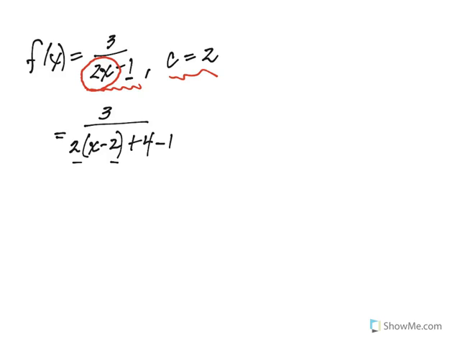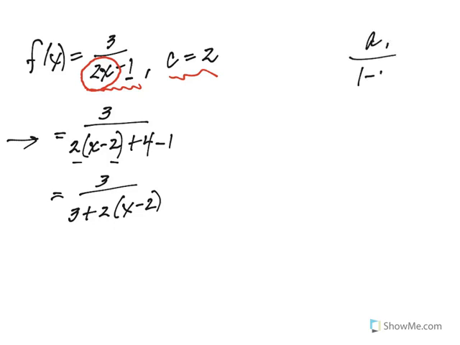Okay, and then I'm just going to clean up what I have. I'm going to continue working with this form right there. So this is going to be 3 over 3 plus 2 times x minus 2. And all I'm doing is just using algebra to move stuff around and get it into a friendly form. Again, that friendly form is a sub 1 over 1 minus r. Okay, so I'm almost there.